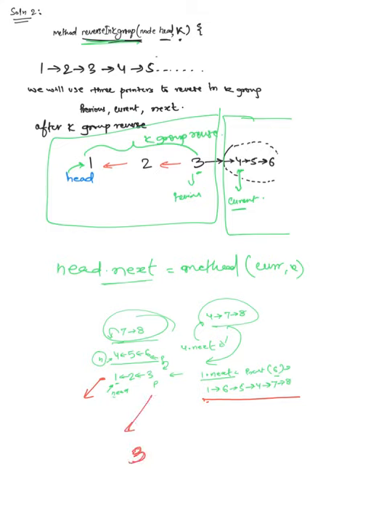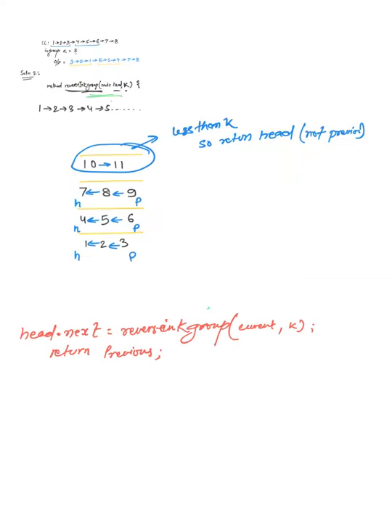3 will be my new head. So 3 will be pointing to what? 2, 2 is pointing to 1, and again all this. So we'll look into a more clear picture. Now let's walk through the running of the code.